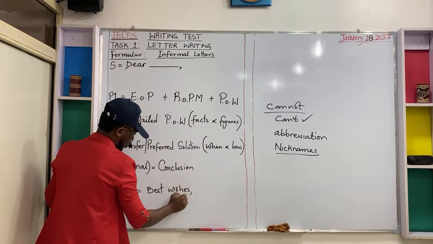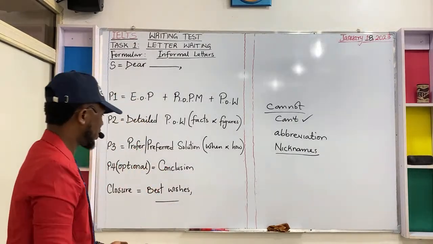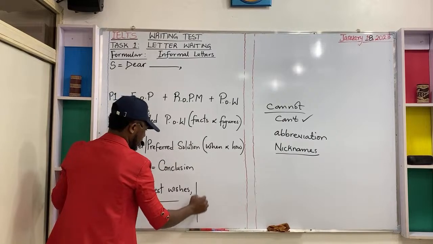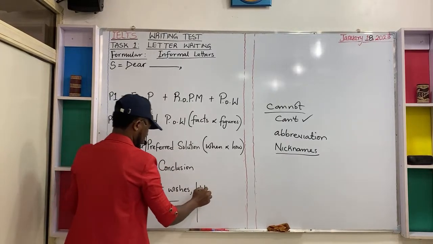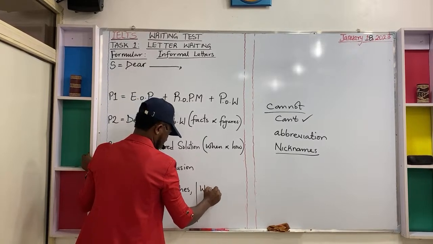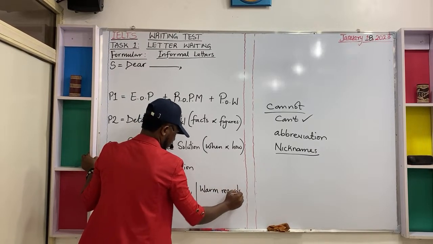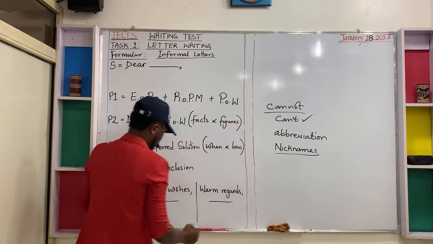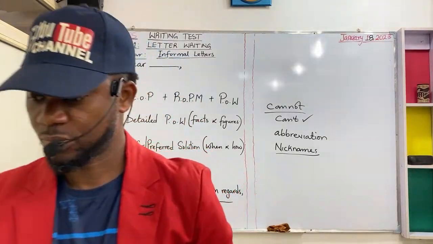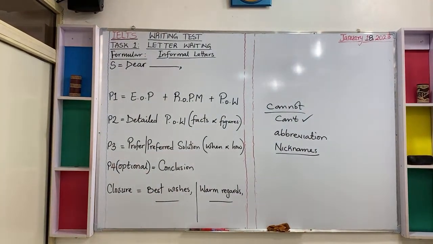best wishes, comma, then whatever name you like to use. It could be a nickname, it could be a pet's name, it could be your single name. You can as well choose to say warm regards, then whatever name you want to bring in. Okay.